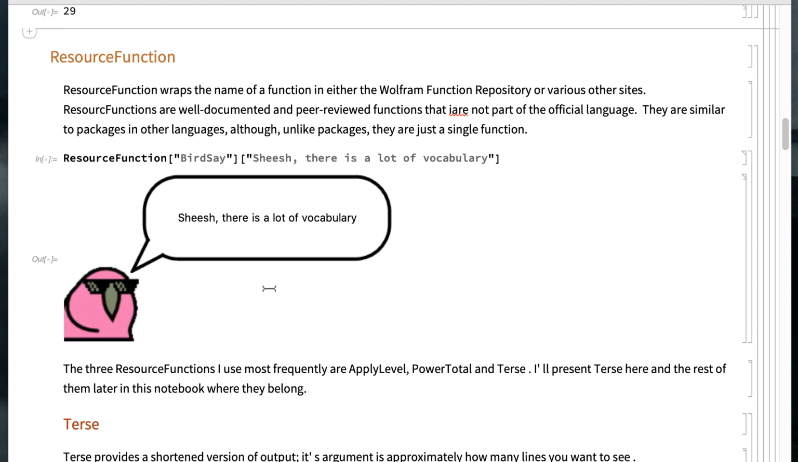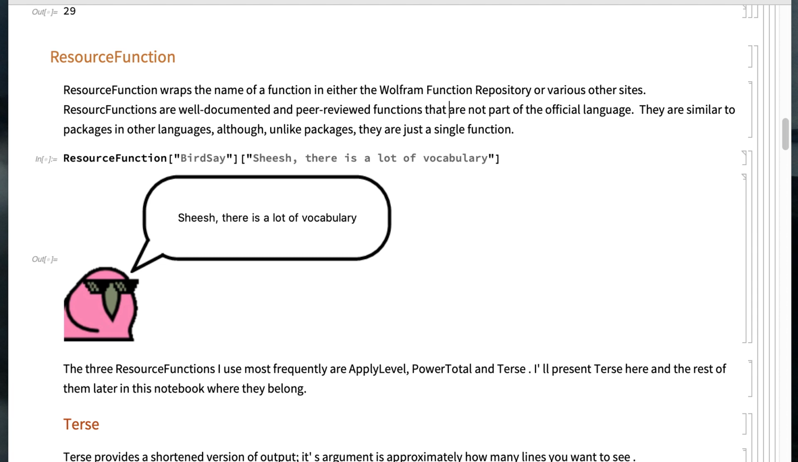Okay. So we have the official Wolfram language, which is all the stuff that's in the documentation, but they've recently permitted individuals to develop their own functions, which are peer-reviewed, and although they're not part of the official language, they nonetheless are very well documented, and you can use them easily.